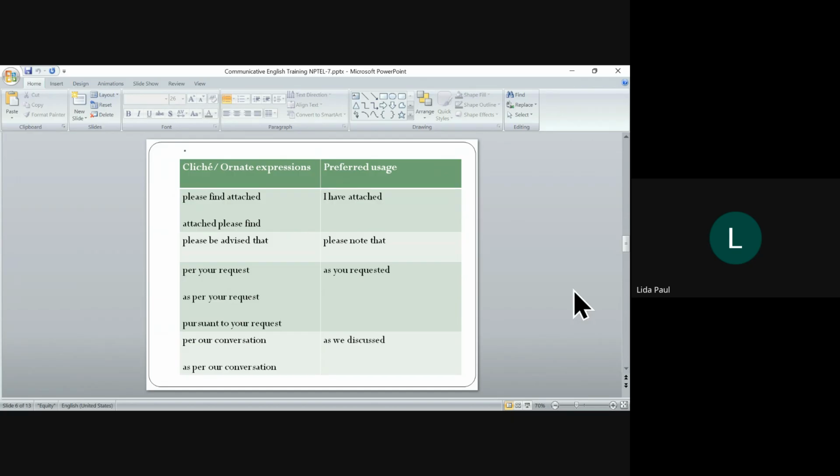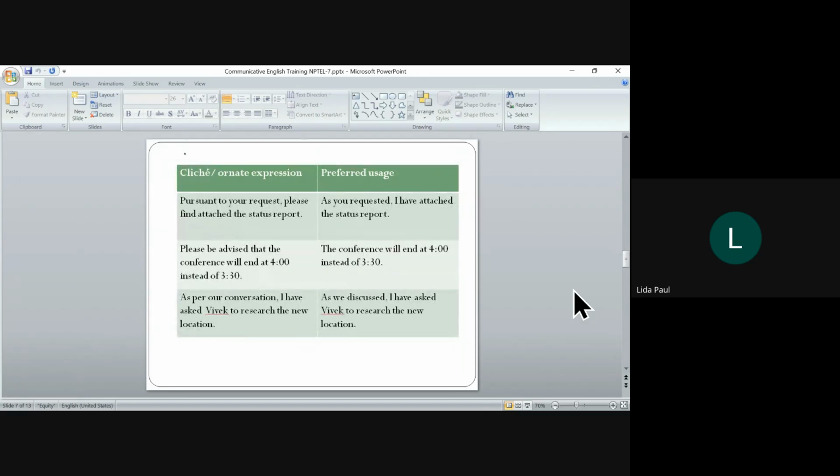Okay. So these are a few examples, and then a few more sentence examples for this. Pursuant to your request, please find attached the status report, right? This sounds very ornate and very embellished. You simply can write, as you requested, I have attached the status report. Or a sentence like, please be advised that the conference will end at 4 instead of 3:30. You simply can write, the conference will end at 4 instead of 3:30. So the please be advised part is removed from that. Why is it removed? Because it is ornate and it's actually not contributing anything to the meaning. So they simply remove it. Yeah, so these are some of the instances of ornate expressions.